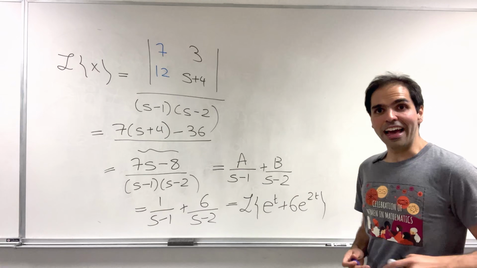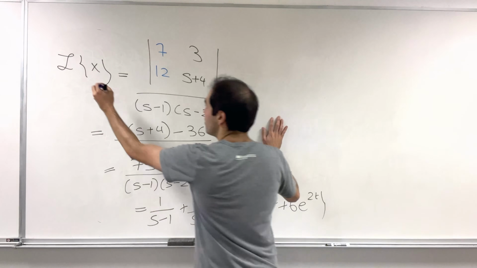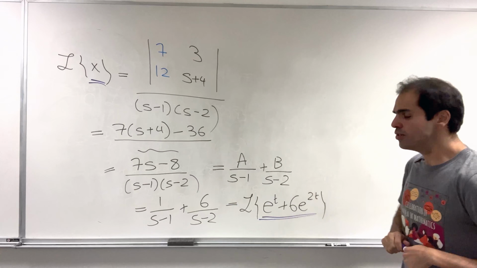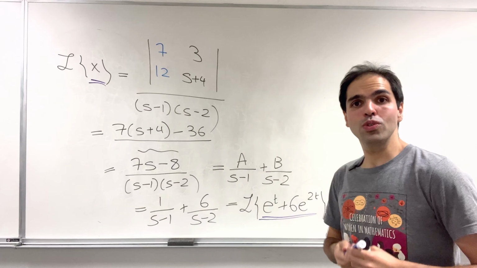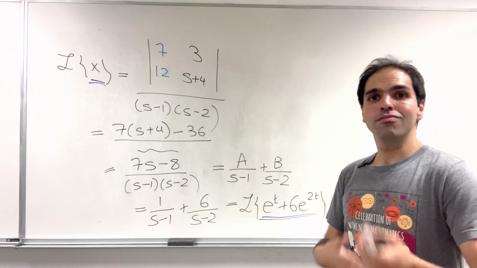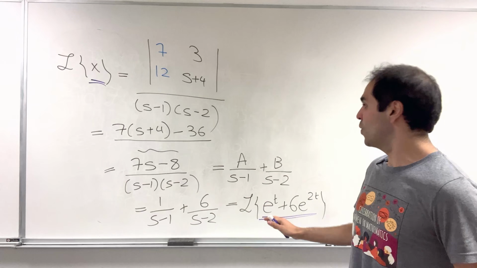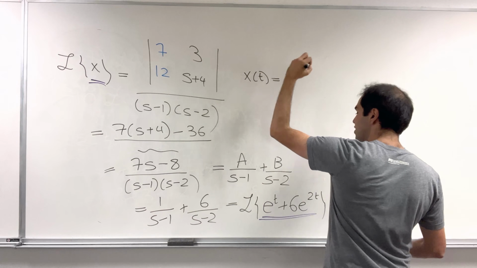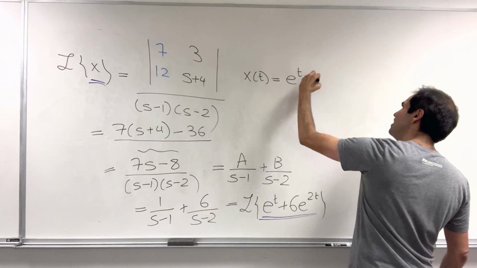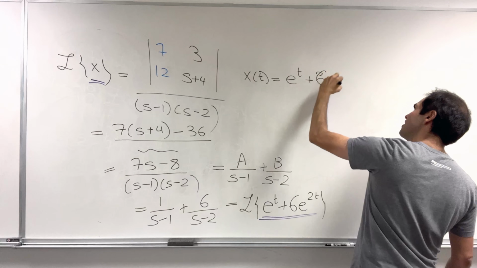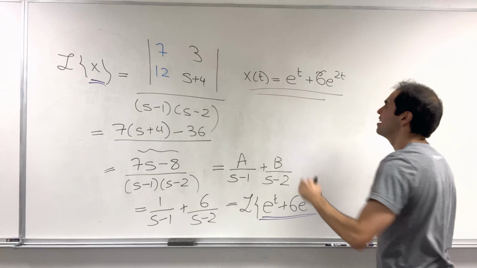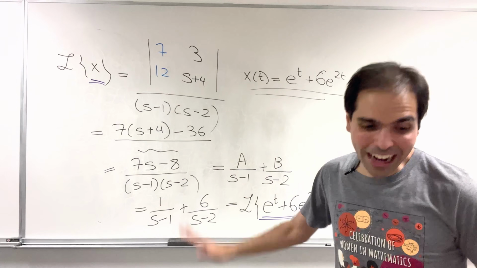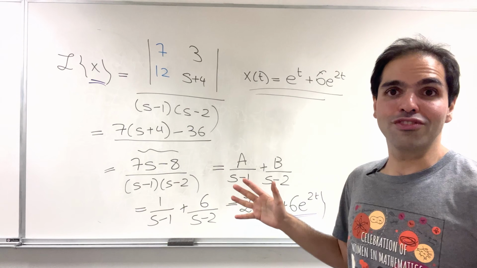So what do we get? The Laplace transform of x is the Laplace transform of e to the t plus 6e to the 2t. And because Laplace transforms are one-to-one, we eventually get that x of t, the function that we want, is precisely e to the t plus 6 e to the 2t. Wow, look how direct this is. We directly got our function x of t.